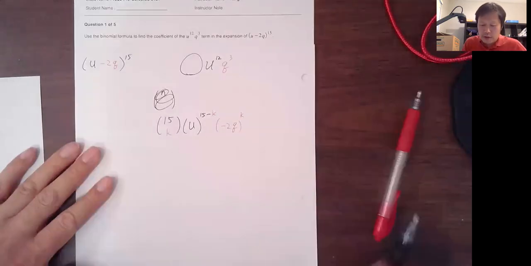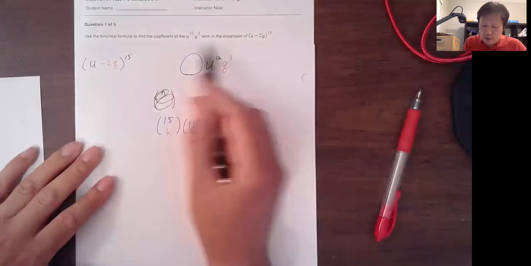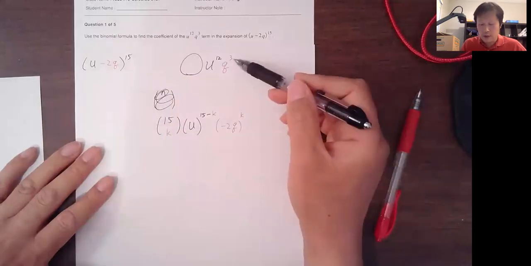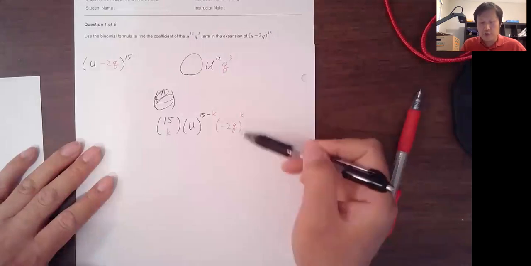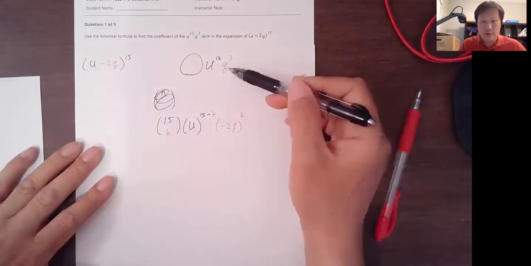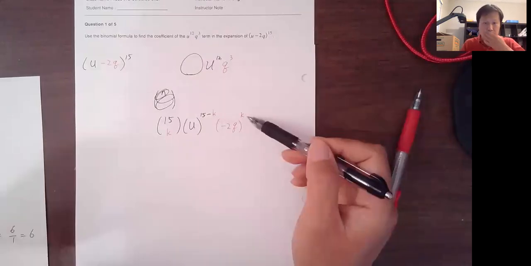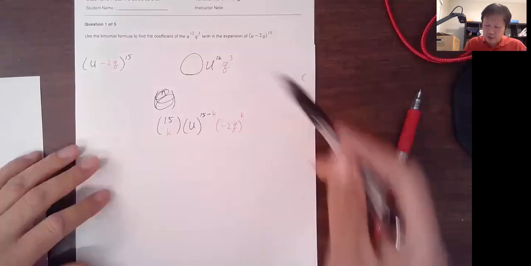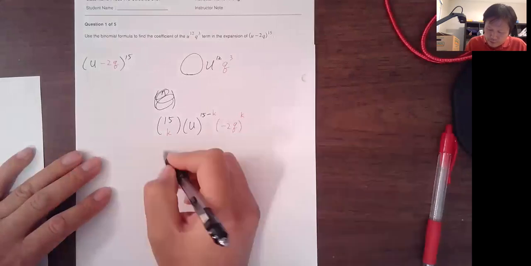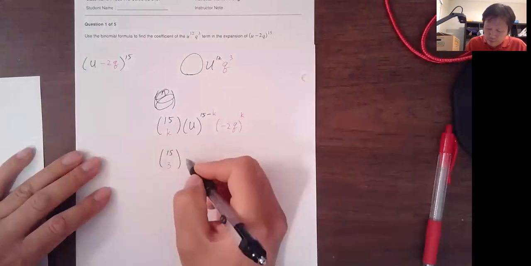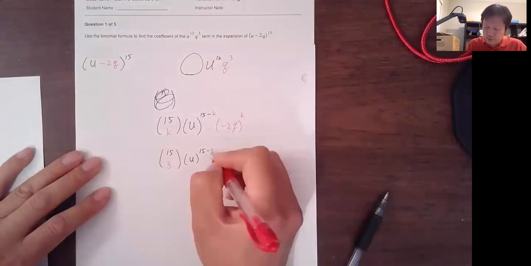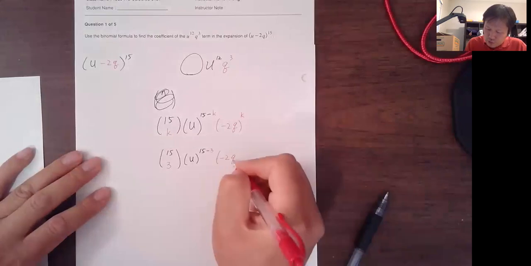So you want this term to match this term. I'm going to look at the power of q. The q power is 3. So minus 2 parentheses q to the k power. You want to decide the k value to match this. Well, q has a third power, so the k value has to be 3 to match this. So you get 15 combination 3, u to the 15 minus 3, minus 2q to the third power.